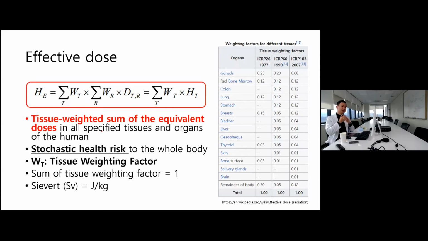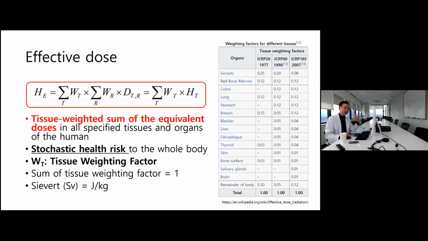As we have seen previously, different tissues have different radiation sensitivities, and different cancer risk. The relative risk of cancer was different according to the tissue and also the age. So such a tissue weighting factor was also considered. And these are some examples of the tissue weighting factors.